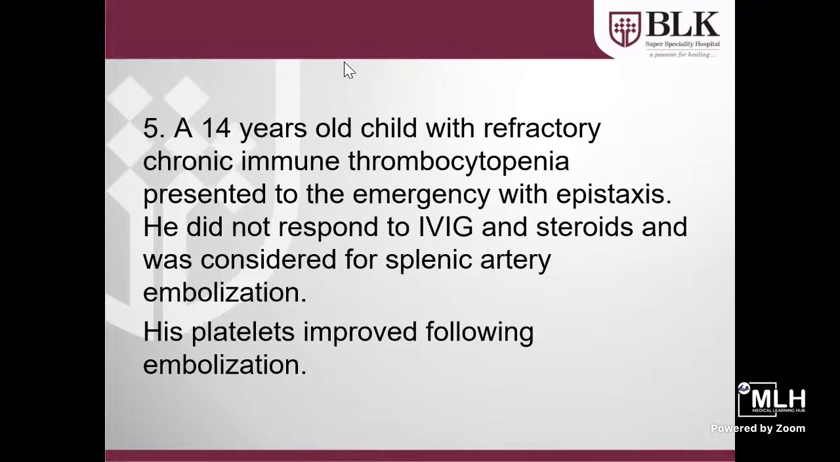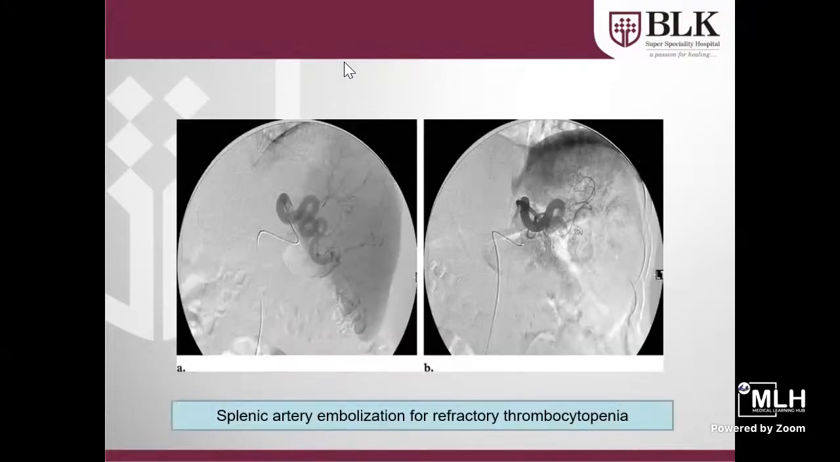So what was done was that this is the patient. You can see the splenic artery was located and then it was embolized. Again, embolization means you are cutting the blood supply to that spleen. So the spleen will get infarcted, it will get necrosed. By embolization, you are blocking the artery, defunctioning the spleen, so that it's like without surgery you can do a splenectomy. It's equivalent to that. So this patient improved after splenic artery embolization.